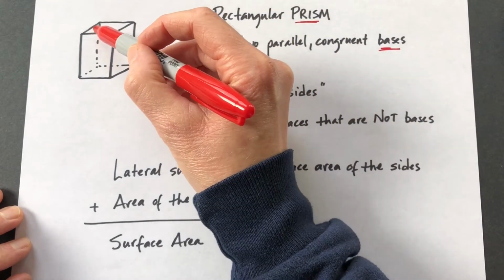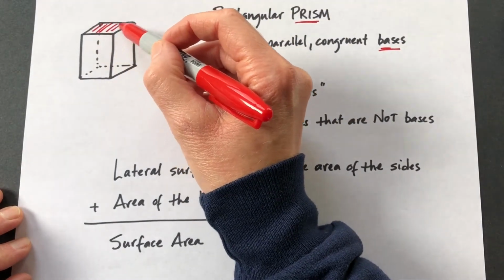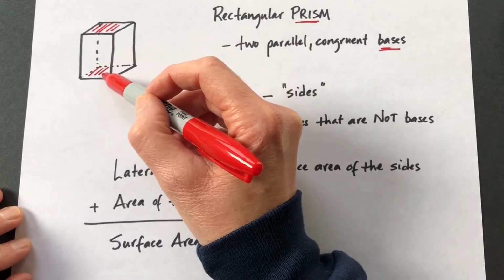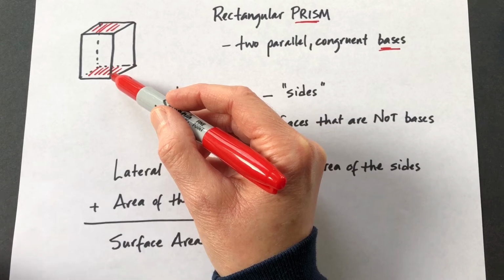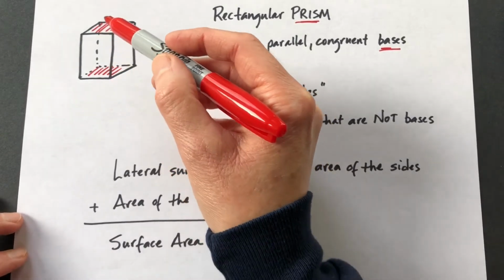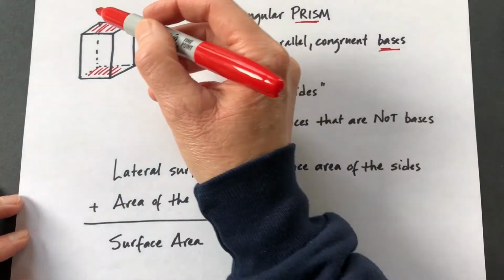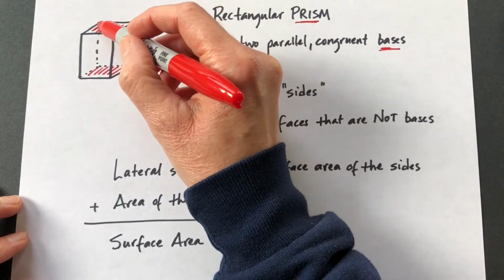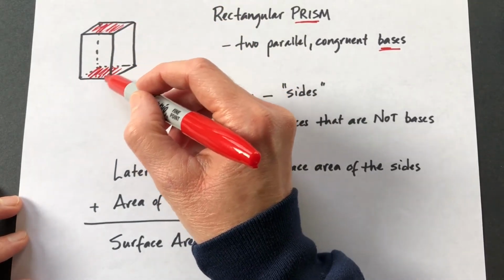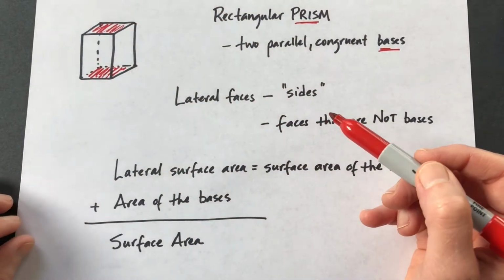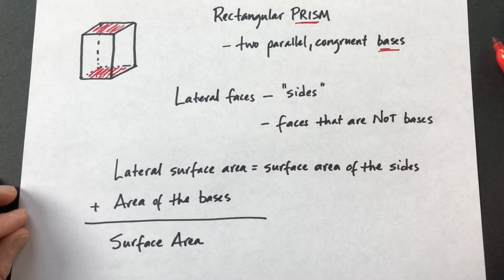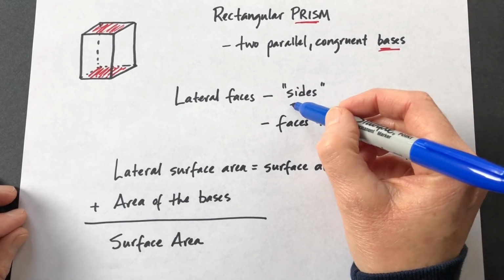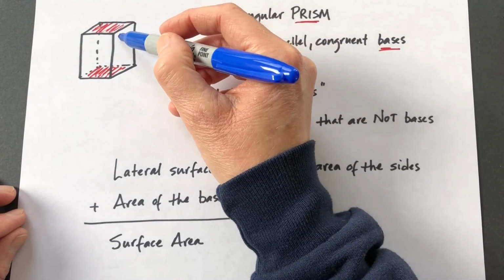So if you look at my drawing here, think of the base as being what the shape is sitting on, the face that the shape is sitting on. Think of it as the top and the bottom, however you want to think about that. These red faces here are going to be what we call the bases. Then we also have lateral faces, and that's going to be the sides of the shape.